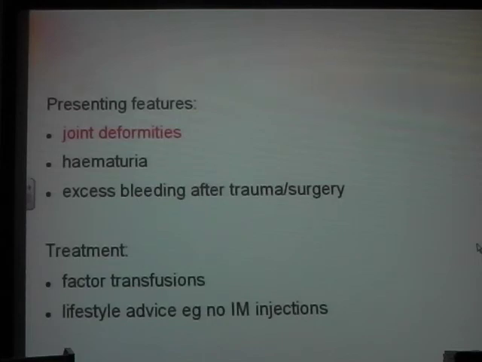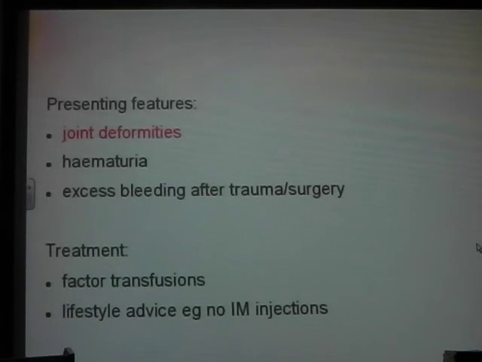How might they present? Learning points: joint deformities. They bleed into their joints, and this haemarthrosis damages the joints. If this occurs again and again, they'll get joint deformities. They can bleed elsewhere, such as in their urine, and have excessive bleeding after surgery and trauma.